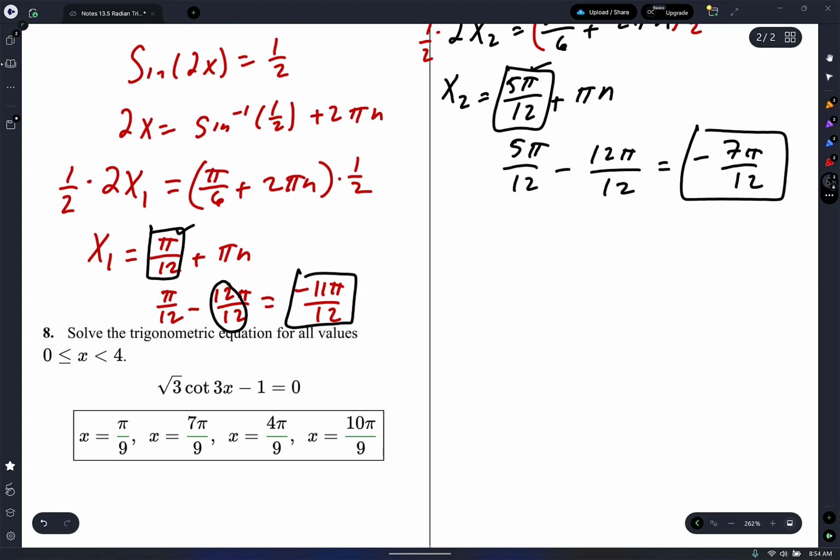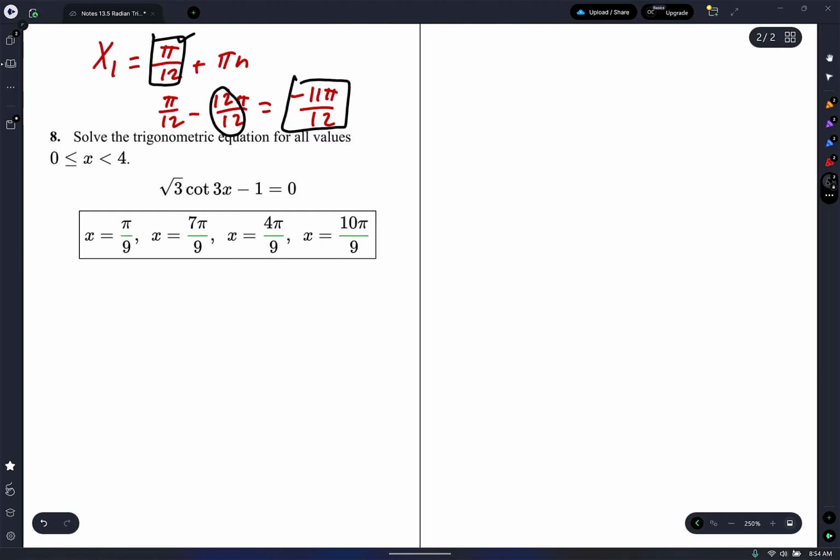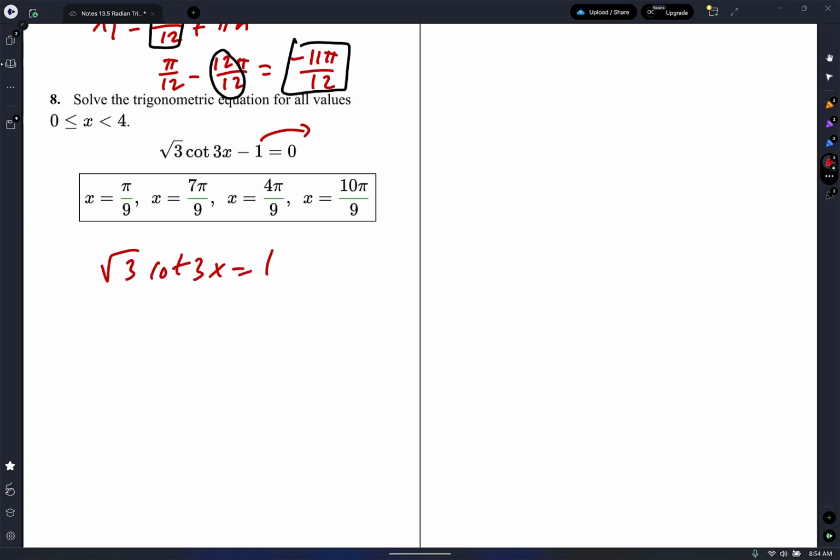All right. Let's go to the last one, guys, and then we'll set you free, and then I'll let you know, for those that are already done with the delta, what you can work on next. All right. Square root of 3 cotangent 3x minus 1 equals 0. Move the 1. So square root of 3 cotangent 3x equals 1. Divide by square root of 3. So cotangent 3x equals 1 over square root of 3.